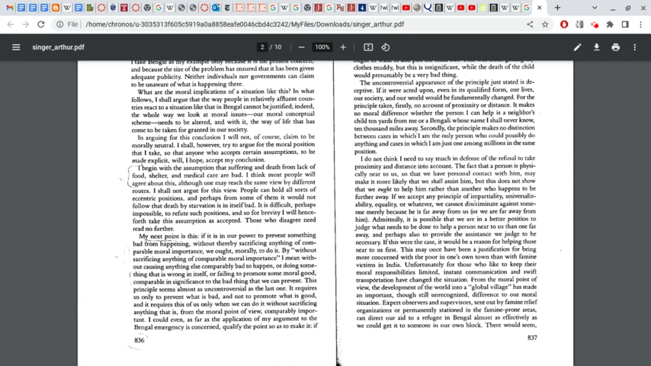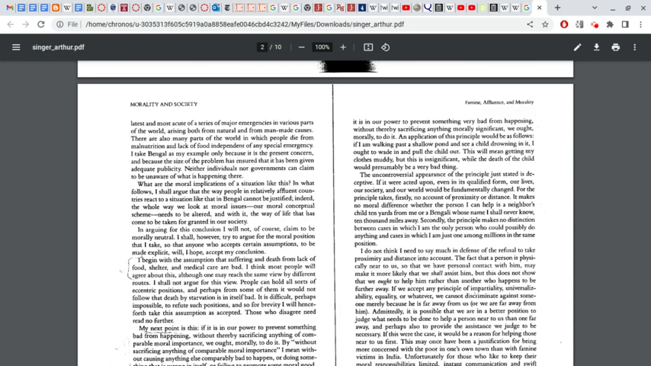And that has nothing specifically to do with world hunger. That just is a general moral rule. And he immediately illustrates that, right? As he says at the top of the next page, an application of this principle would be as follows. If I am walking past a shallow pond and see a child drowning in it, I ought to wade in and pull the child out. That is, I'm not sacrificing anything of comparable moral importance to a child drowning by wading in and saving them.